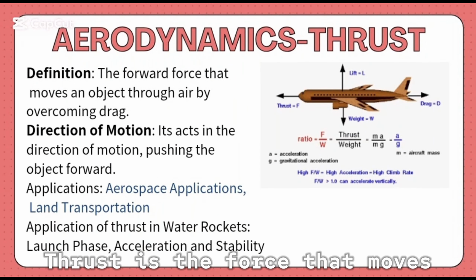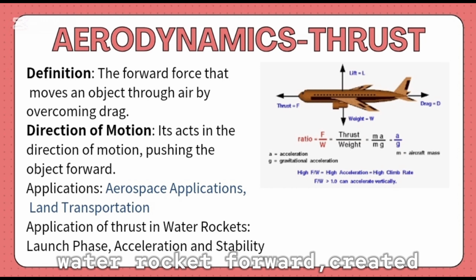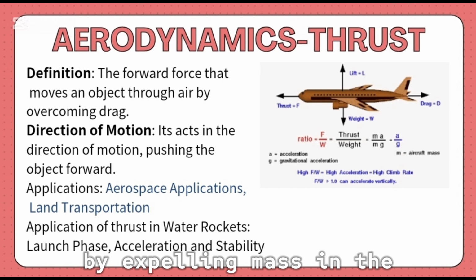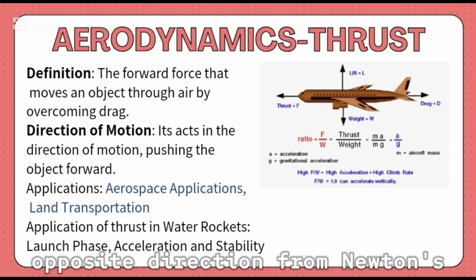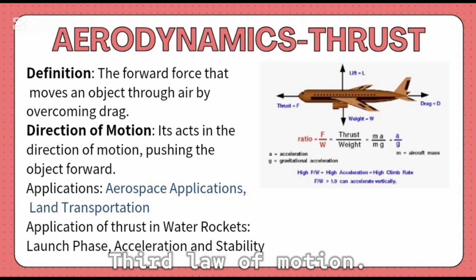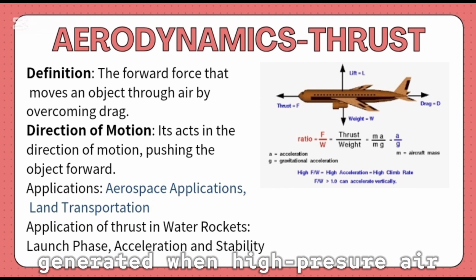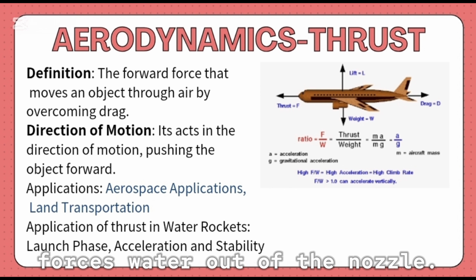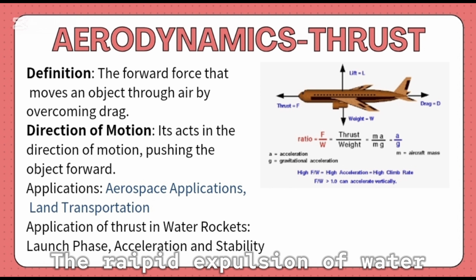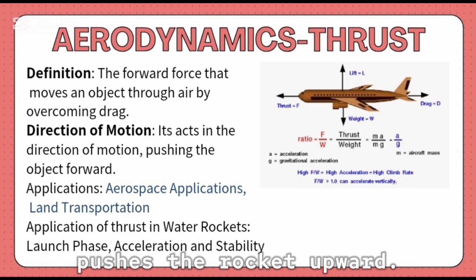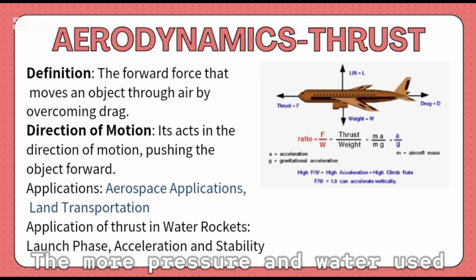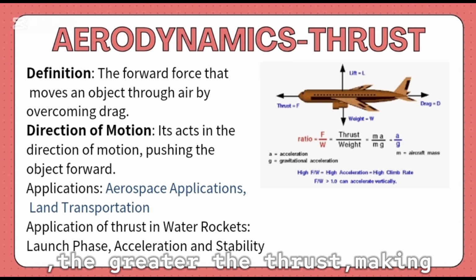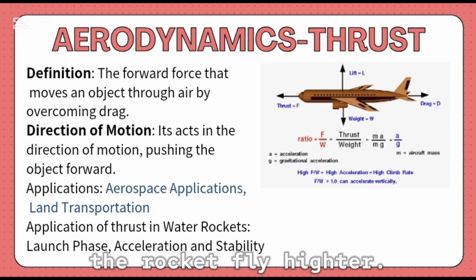Thrust is the force that moves water rockets forward, created by action and reaction in the opposite direction from Newton's third law of motion. In a water rocket, thrust is generated when high-pressure air forces water out of the nozzle. The repeated expulsion of water pushes the rocket upward. The more pressure and water used, the greater the thrust, making the rocket fly higher.